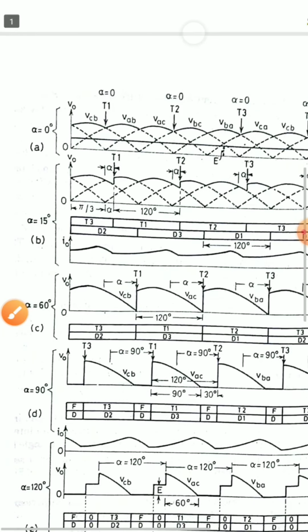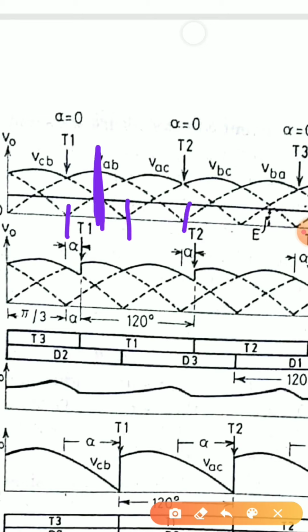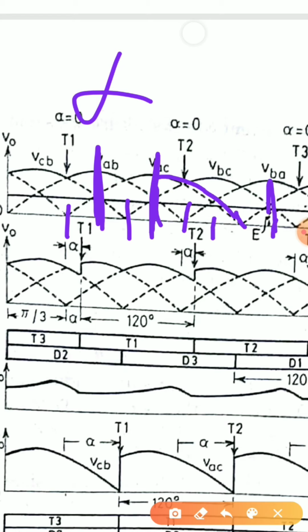Now if the firing angle is equal to 90 degree, this is my 60, 120, 180, so this is 90 degree. At 90 degree firing is given, so from here my thyristor T1 will start conducting. Again I have to add 120 degree. So this is 60, this is 120. From here only thyristor T2 will start. So here I will get a 0 portion. T2 will start conducting here, T1 will start conducting here, so here I will be getting a 0 portion.